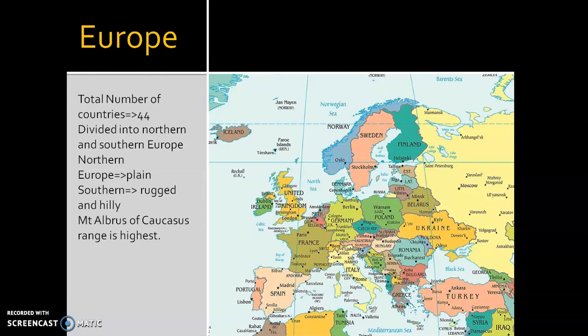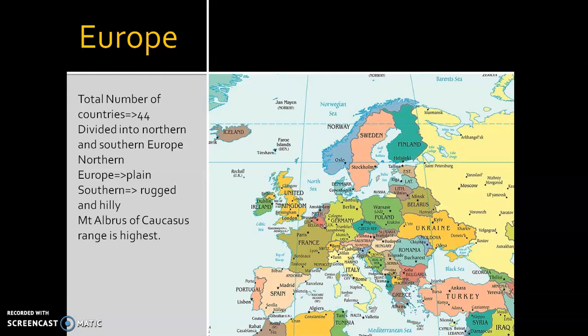So let us look at these points once again. There are a total of 44 countries in Europe. Europe can be divided into North and South Europe. The northern part of Europe is a plain land which extends from France in the west to the Ural mountains in the east, and there is a southern part which starts from Spain and proceeds up to the Black Sea. Now, the southern part is very hilly, while the northern part is a very plain area. The highest mountain peak that you will come across in Europe is Mount Elbrus of the Caucasus mountain range.